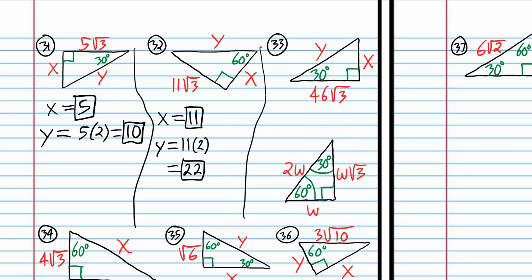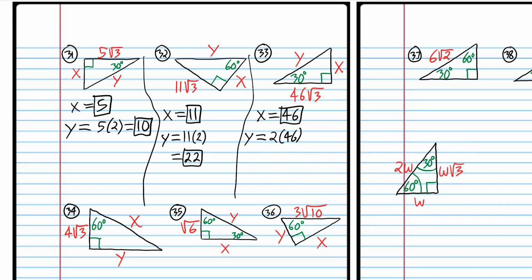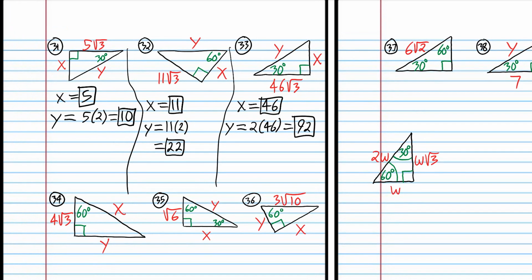All right, we're back. So the side opposite 60 degrees is 46 root 3. So that means the side opposite 30 degrees is going to be whatever is multiplied into root 3, 46. And the hypotenuse is just going to be 2 times whatever is opposite the 30 degree angle, which is 46. So 2 times 46, that would be 92. So if you got 92, good job. You can use a calculator for that if you don't want to multiply 2 times 46.